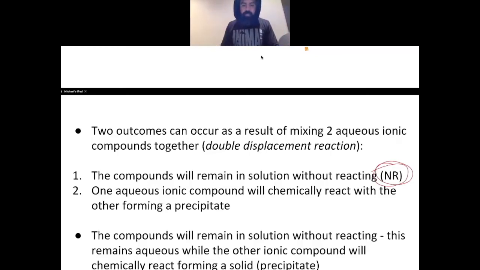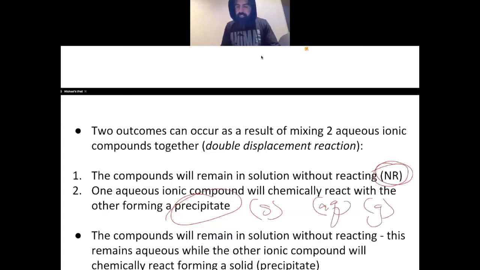Now, one aqueous ionic compound will chemically react to form a precipitate. That precipitate is a solid. So these S's and AQs and G's and L's are what we're going to need to include in all of our compounds when we write chemical equations. From this day forward, I expect to see all the states included in all of your reactions.